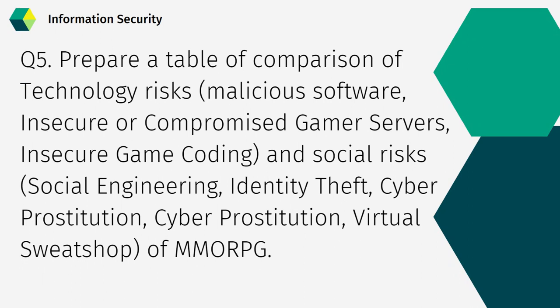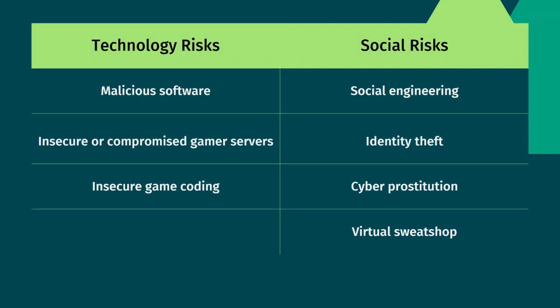Question 5. Prepare a table of comparison of technology risk, malicious software, insecure or compromised gamer servers, insecure game coding, and social risks such as social engineering, identity theft, cyber prostitution, virtual sweatshop, of MMORPG. Technology risk includes malicious software, insecure or compromised gamer servers, insecure game coding. Social risk involves social engineering, identity theft, cyber prostitution, and virtual sweatshop.